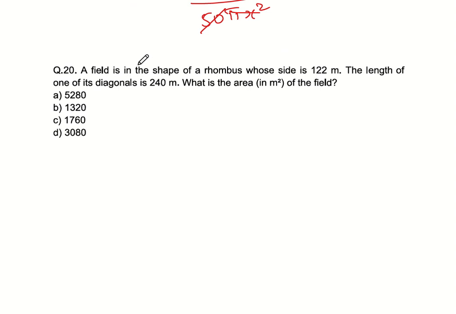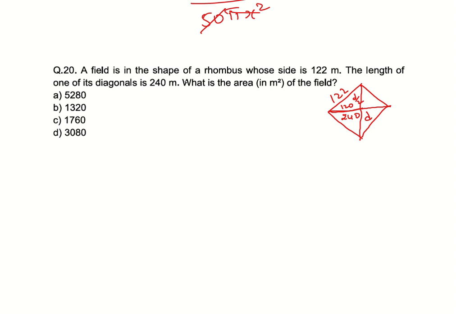A field is in the shape of a rhombus whose side is 122 meters. The length of one of the diagonals is 240 meters. Then find the area of the field. The field is in the shape of a rhombus. One of the diagonals is 240. The other diagonal I will consider as D, and the side is 122. Then one diagonal half we can take as 120. This diagonal half we can take as D by 2.